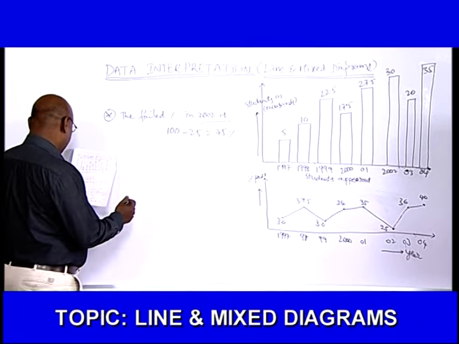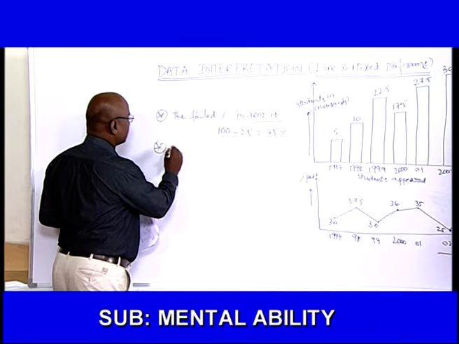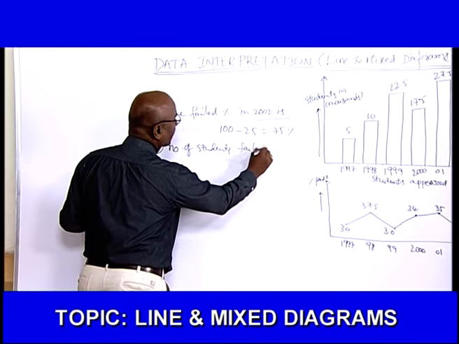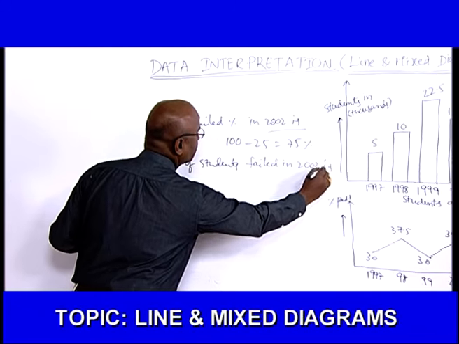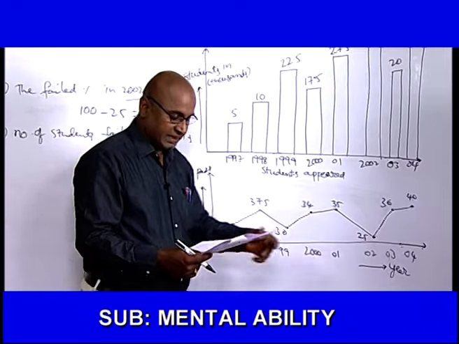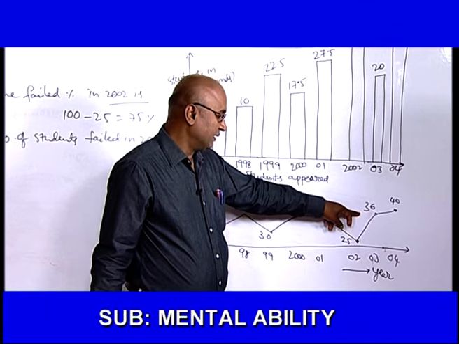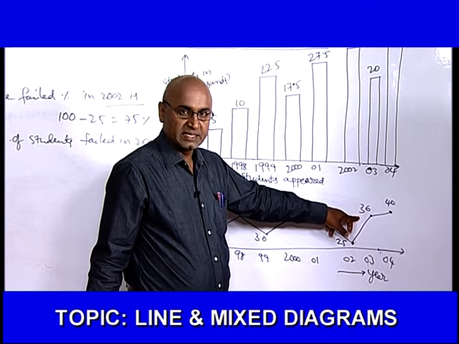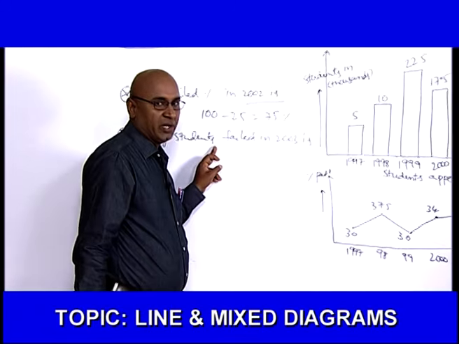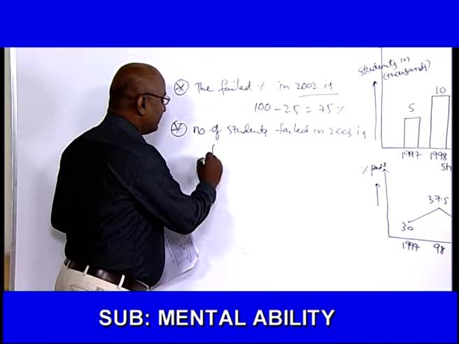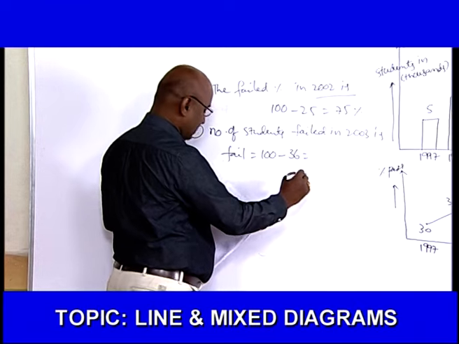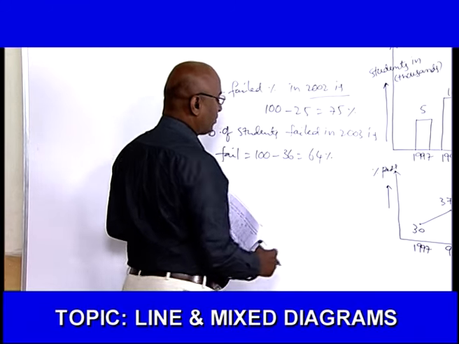Next question: the number of students failed in 2003 is? So in the year 2003, what is the pass percentage? It is around 36%. In the year 2003, the pass percentage is 36%. Here they are asking for the number of students who failed. So fail percentage is equal to 100 minus pass percentage, that is 100 minus 36. That is nothing but 64% of the people failed.